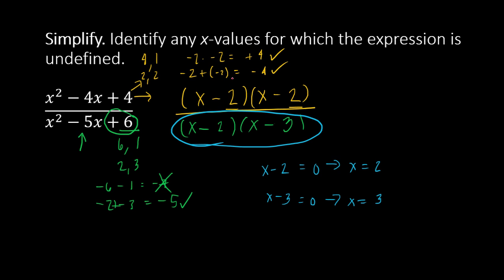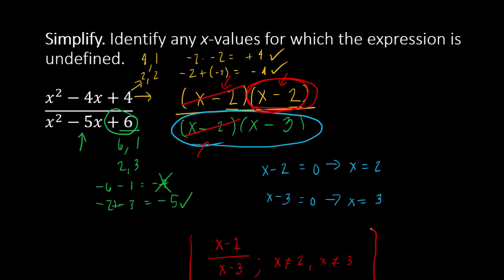Now notice that I have two factors of x minus 2 in the numerator. These, just based on this alone, would not cancel out at all. You must have the factor, as we do, in the denominator to actually do the canceling. So I'm going to cancel out one factor in the numerator with one factor in the denominator. And the other one does not get canceled out. So I'm left with x minus 2 over x minus 3 as a simplified expression, where x cannot equal 2 and x cannot equal 3, because those are the x values for which the expression is undefined.